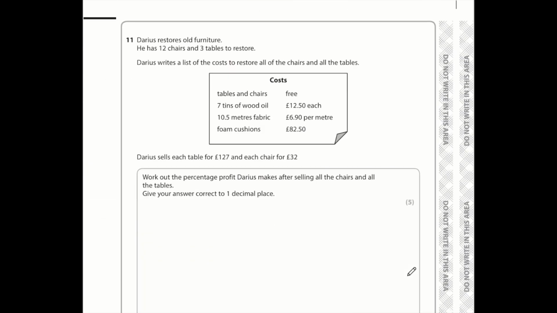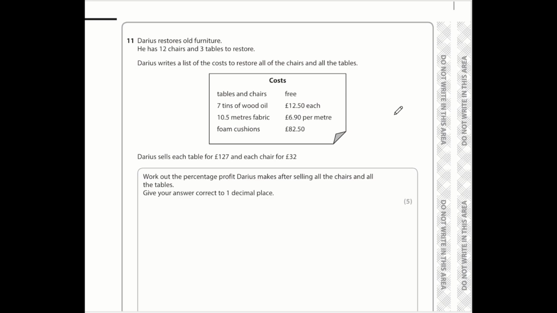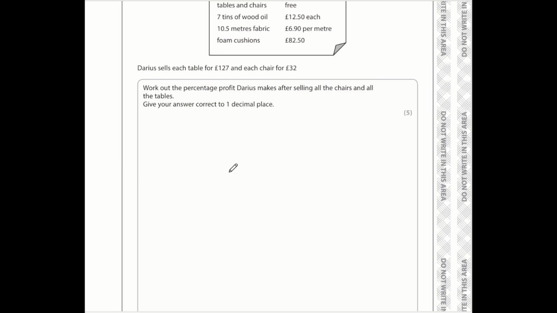Okay, so question 11. For question 11, it starts off relatively simply. We need to work out the total costs and the total sales. It's working out the percentage profit that might cause a bit of an issue. So let's have a look at the costs. I'm just going to write down here the costs. So 7 lots of 12.50, and that comes to 87.50.